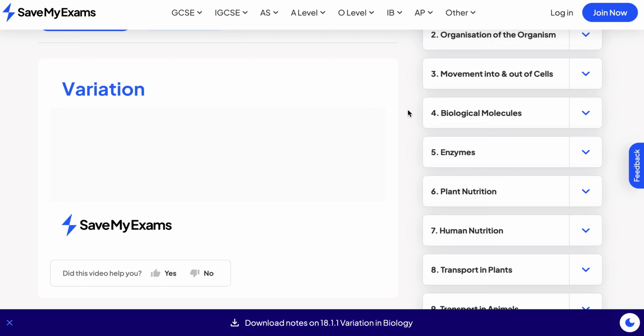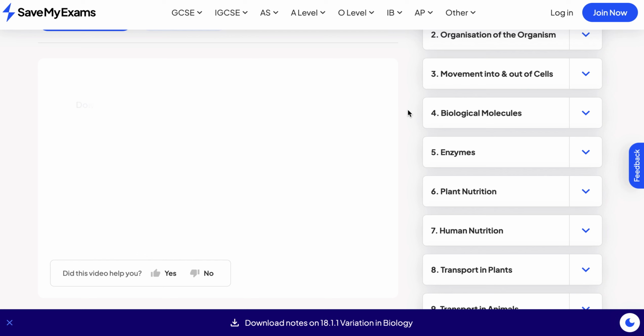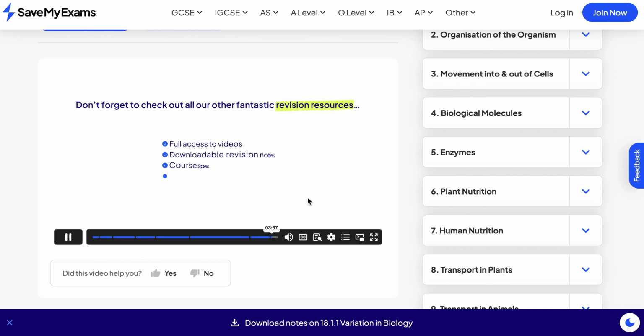In summary, variation can be defined as differences between individuals of a species. Continuous variation is caused by a combination of genetic and environmental factors. Discontinuous variation is caused by genetic factors alone. It is possible to investigate variation and record the findings in a histogram or bar graph. Don't forget to check out all our other fantastic resources here.